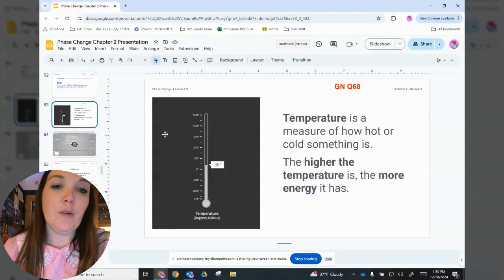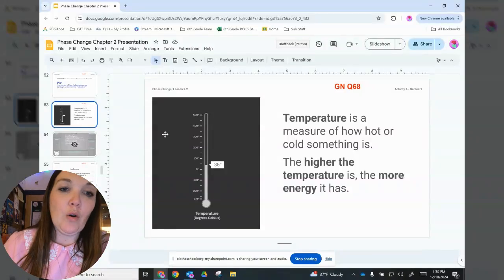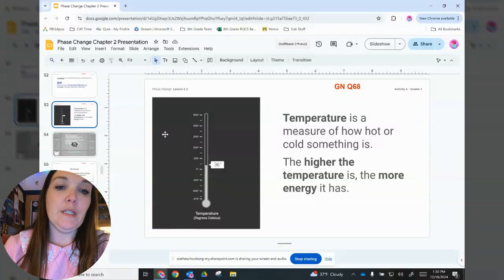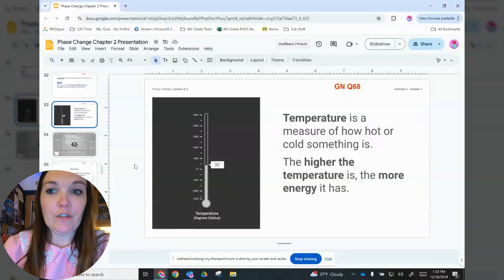All right, here we are. Got next question 68. Temperature is a measure of how hot or cold something is. The higher the temperature is, the more energy it has. So you should have that for 68.